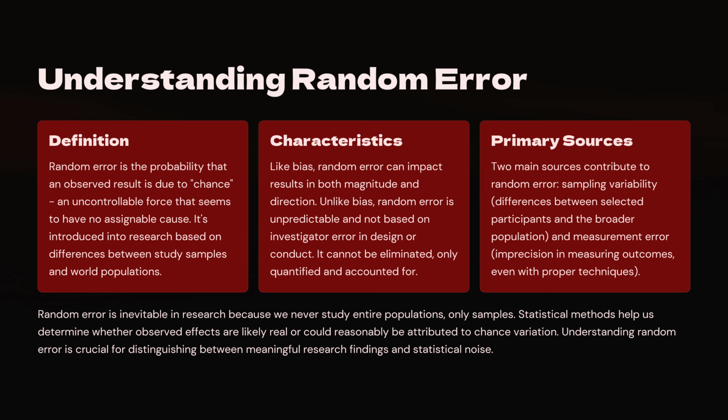It can influence magnitude and direction in both ways. But unlike bias, you can't really control for it. You can't really do much about it. It's always going to be there to some extent or some form. Two main sources are sample variability, so differences between the selected participants and the actual broader population of interest, and measurement error, meaning imprecision in the tools that we are using to measure our exposure and or outcome.